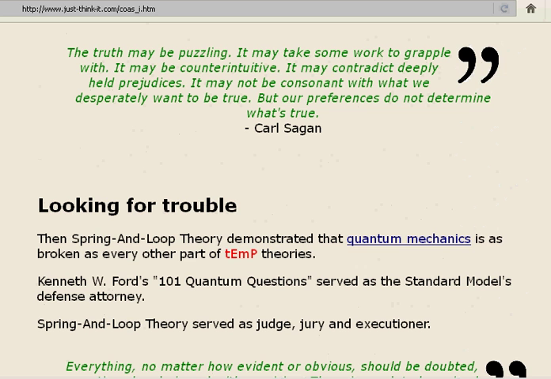Then Spring and Loop Theory demonstrated that quantum mechanics is as broken as every other part of temp theories. Kenneth W. Ford's 101 Quantum Questions served as the standard model's defense attorney. Spring and Loop Theory served as judge, jury, and executioner.